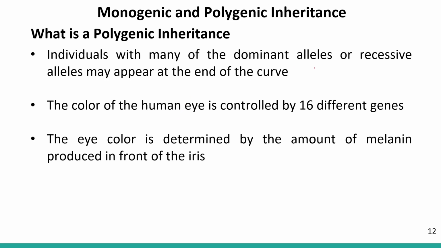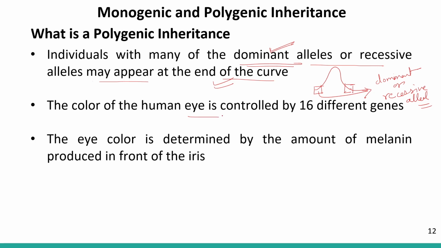Individuals with many of the dominant alleles or the recessive alleles may appear at the end of the curve. So dominant alleles are present at the end of the curve. So here we have a curve, and at the end of the curve, this part shows the dominant or recessive allele. Right?